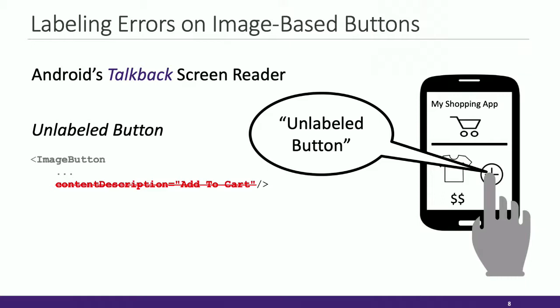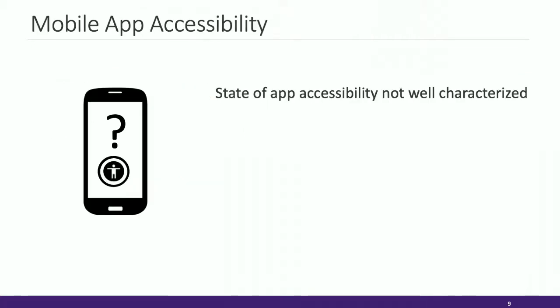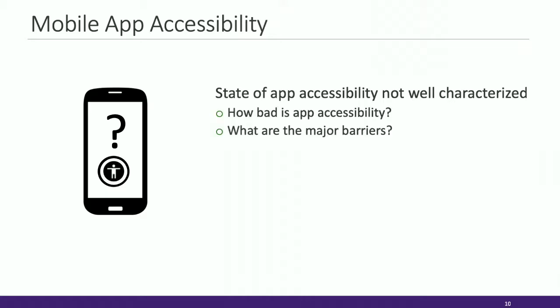So although we know that there are these barriers in apps, the exact state of accessibility is not well characterized, and we couldn't really answer the questions of how bad app accessibility is and what the major barriers are.